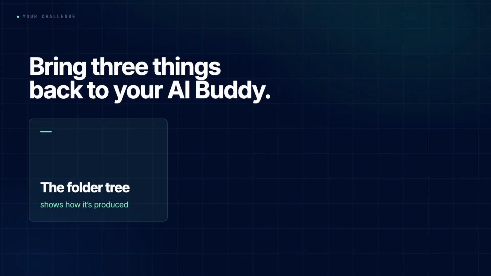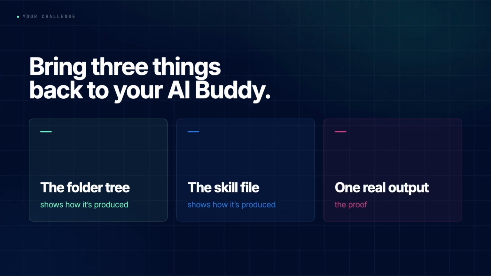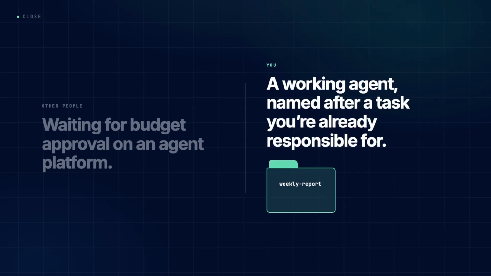Bring 3 things back to your AI buddy, the folder tree, the skill file, and 1 real output. The output's proof, the other 2 show how it was produced. So while other people wait for budget approval on an agent platform, you'll have a working agent named after a task you were already responsible for doing. So today, you didn't install an agent, you grew one out of a folder. And tomorrow, you can grow another.